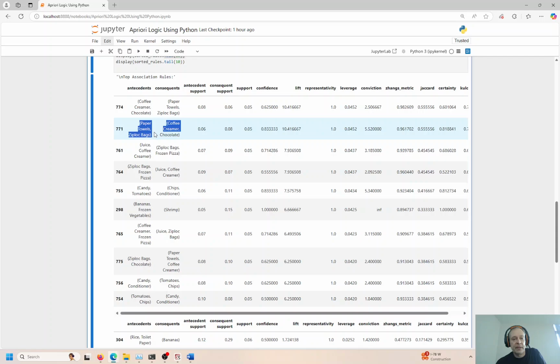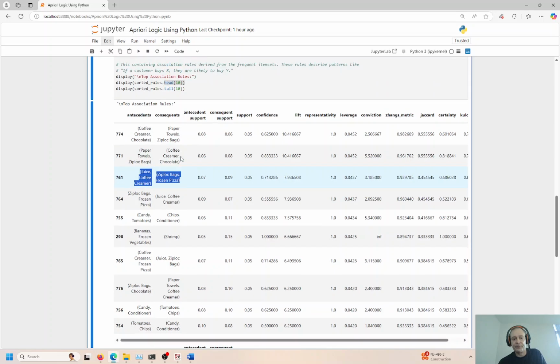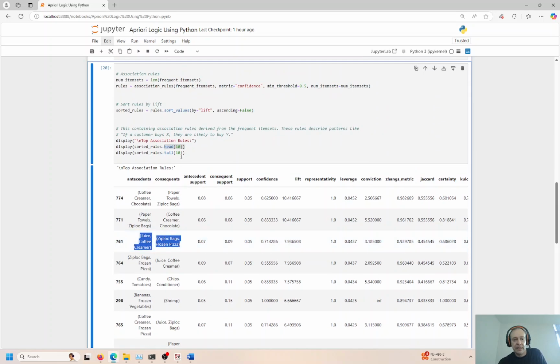Paper towels and Ziploc bags will be bought with coffee creamer and chocolates, and juice and coffee creamer will be bought with Ziploc bags and frozen pizza. Okay, so honestly, I didn't know that. I didn't know that coffee creamer and frozen pizza is a good combination, but according to the a priori algorithm here, that's how it works.